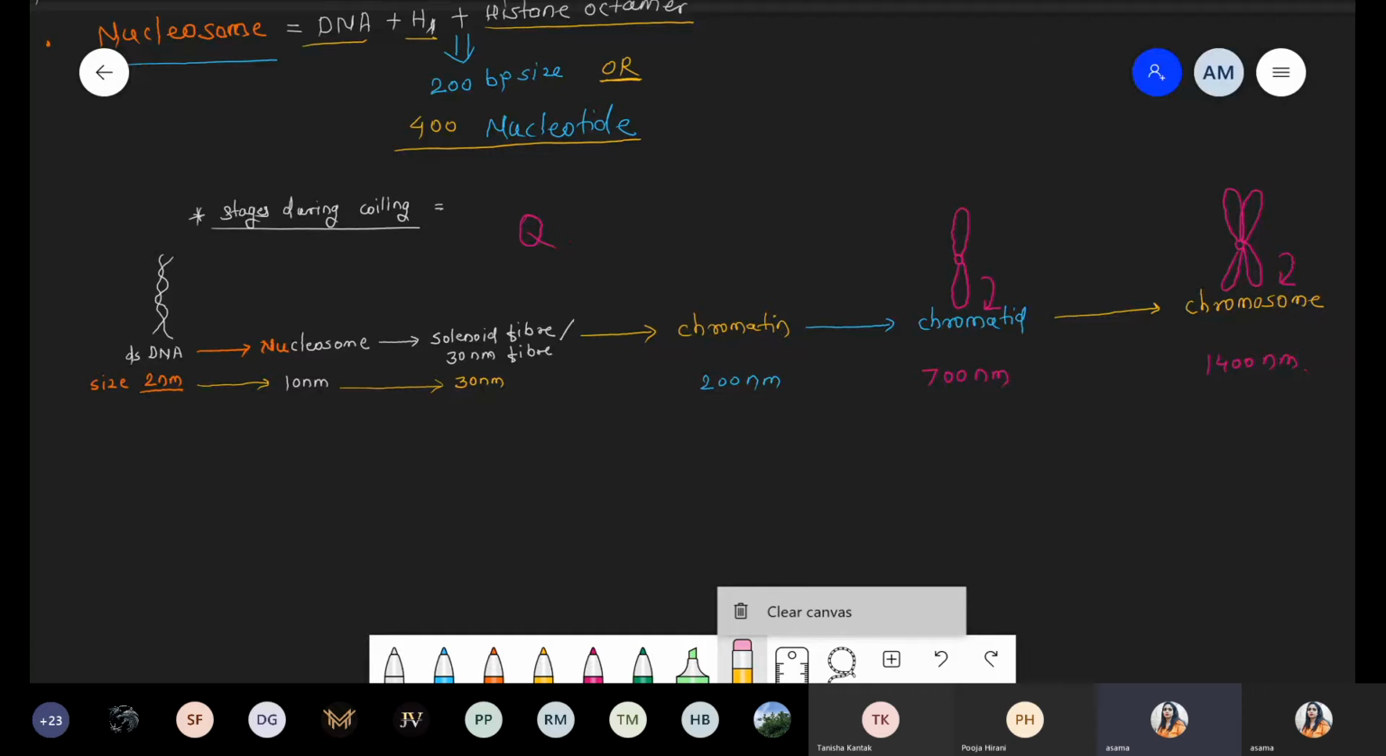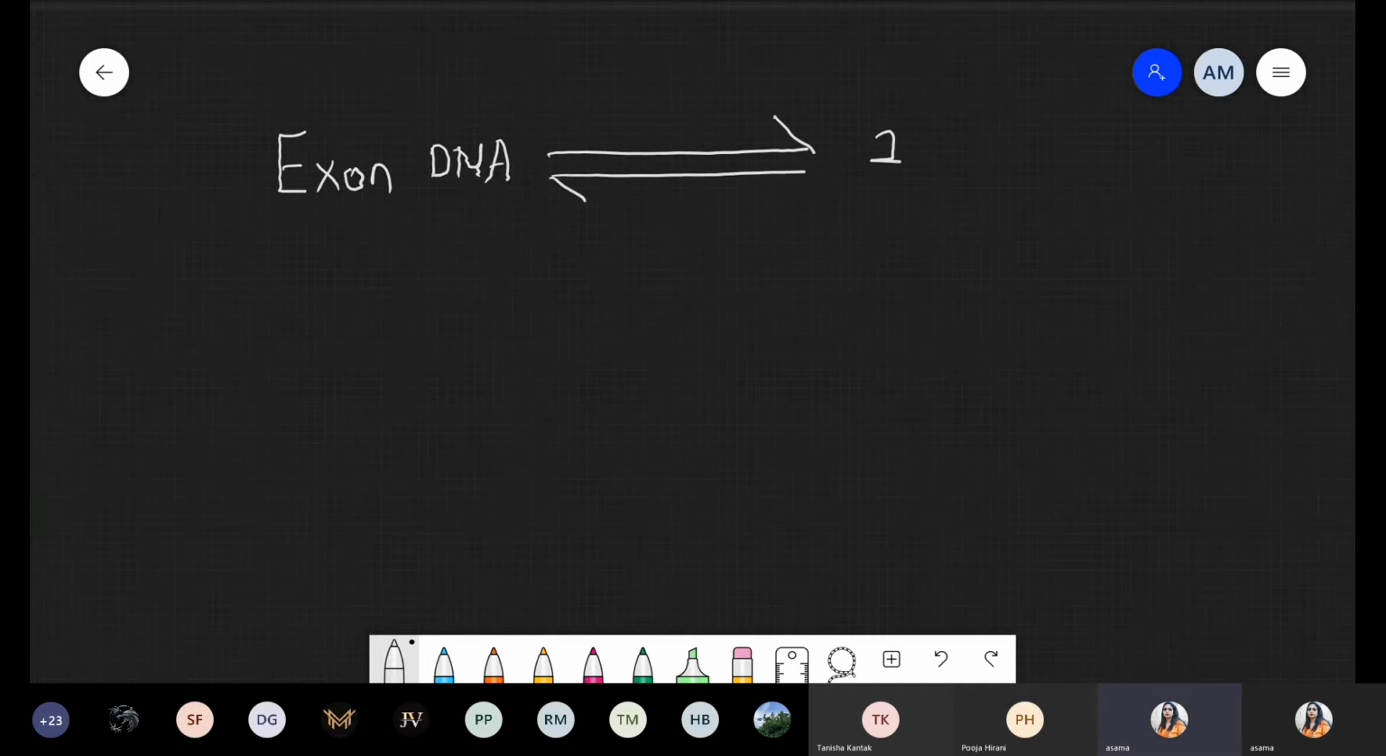Okay, Sarah. Now, the next point we are talking about, the last point about DNA, is the difference between the euchromatin and the heterochromatin form of DNA. We discussed that DNA present in octamer form is now converted into decamer form. Now there is a main difference between the exon form of DNA and the intron form of DNA.